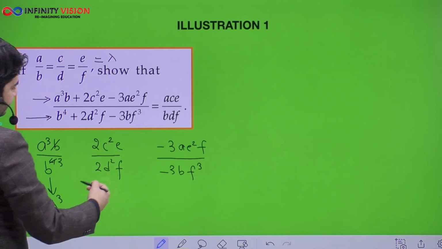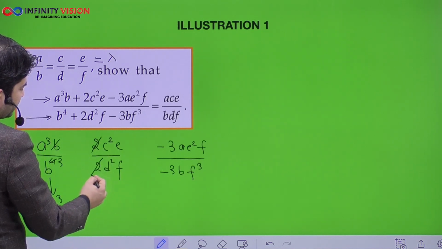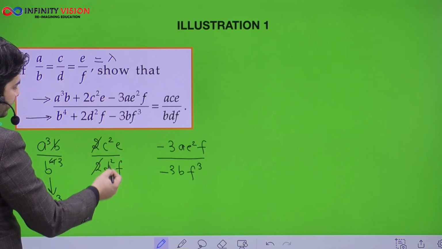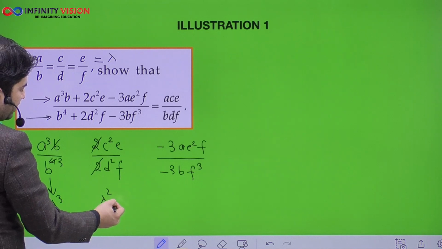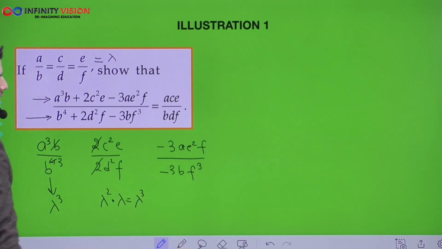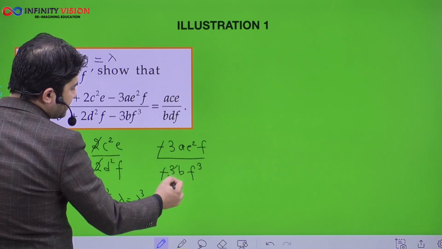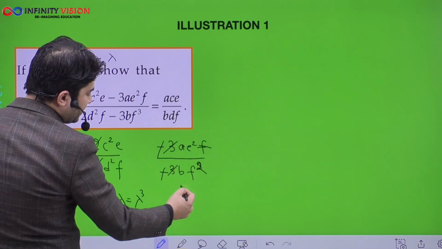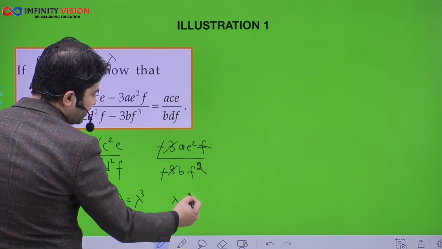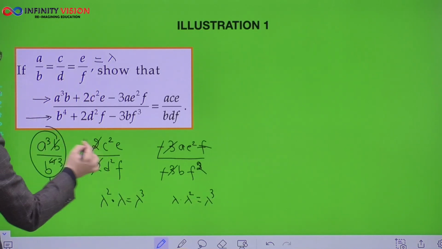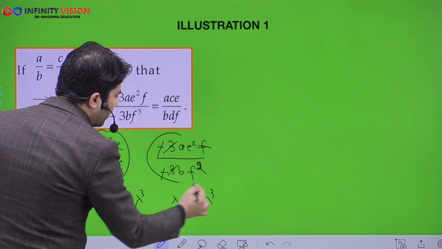If I look here, 2 will cancel out. c by d is equal to lambda, so c square by d square would be equal to lambda square, and e by f would be equal to lambda, which is again lambda cube. And if I look here, I'll cancel this, f will become square, and a by b, this would be equal to lambda into lambda square, which is equal to lambda cube. So each of the ratios is equal to lambda cube.